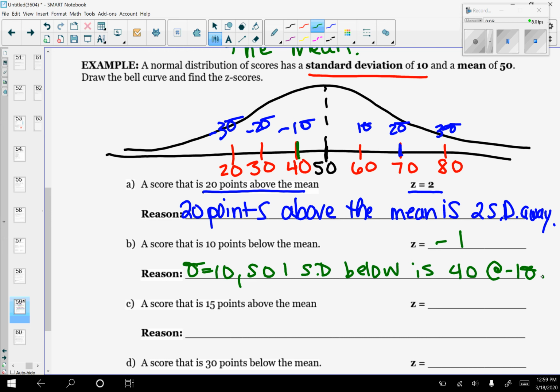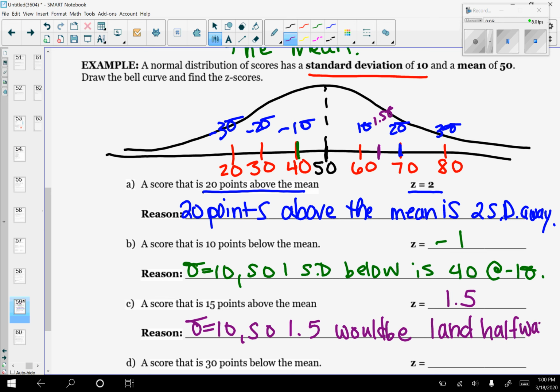What if you have a score that is 15 points above the mean? Well, here's 60, here's 65. That would be at 1.5 standard deviation. So my z would be 1.5. Okay, why? Well, my standard deviation is 10. So 1.5 would land halfway between 60 and 70.